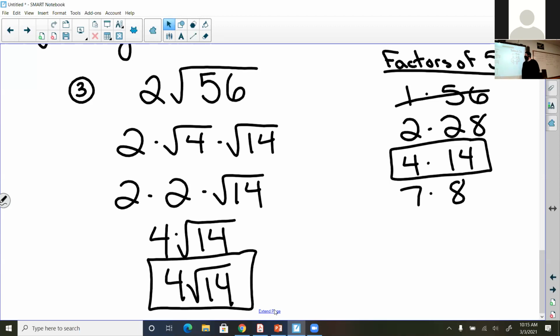So even ones that are a little more challenging, great idea to list out the factors and then assess which one would be the easiest route to take. Again, these other 2 could have been done, but 28 would have been the square root of 7 and the square root of 4. 8 would have been the square root of 4 and the square root of 2.